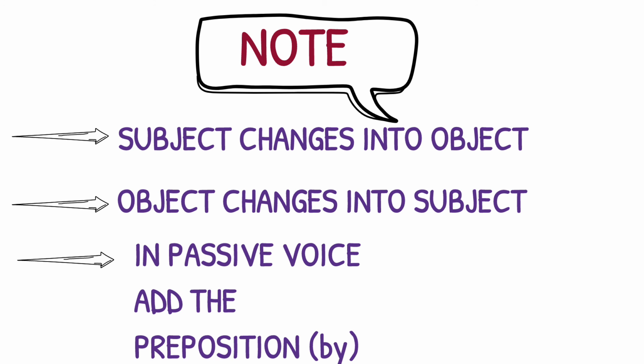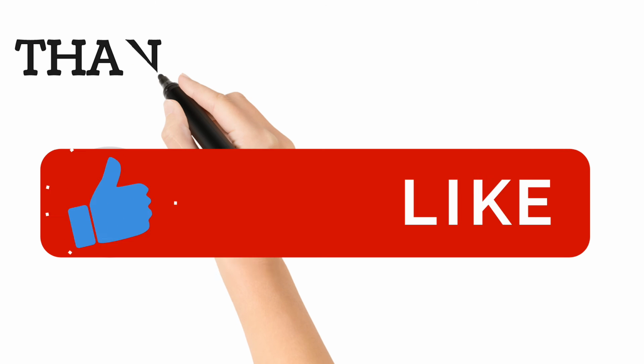Okay, these are the 3 different points to be noted while writing active voice and passive voice. Very important points to remember. Subject changes into object, object changes into subject. In passive voice, add the preposition by.